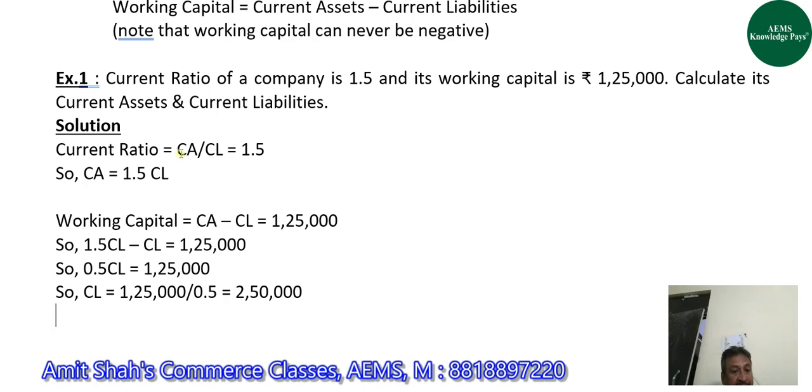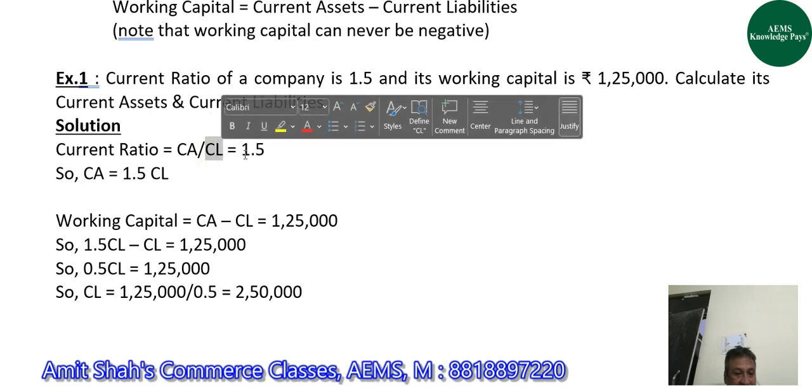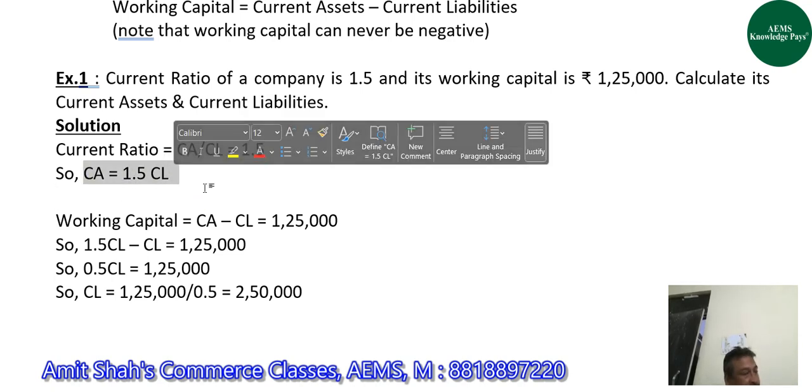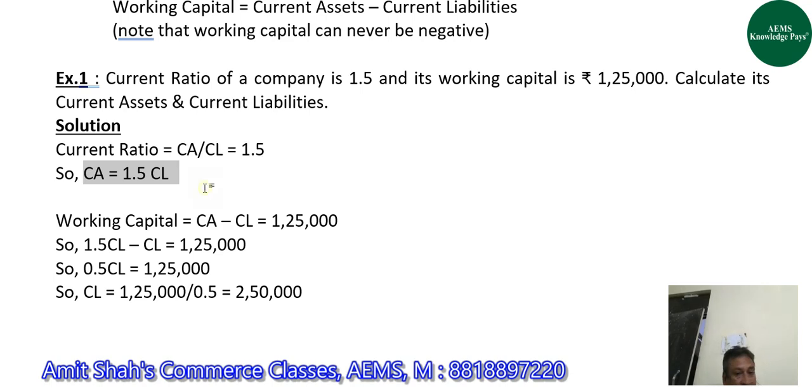Current ratio's formula is current assets upon current liabilities, and the value of current ratio is given to us as 1.5 that I have taken here. So by shifting current liabilities to the right hand side, since current liabilities is getting divided here on the right hand side, it will go and will multiply with 1.5. It means current assets are 1.5 times of current liabilities.